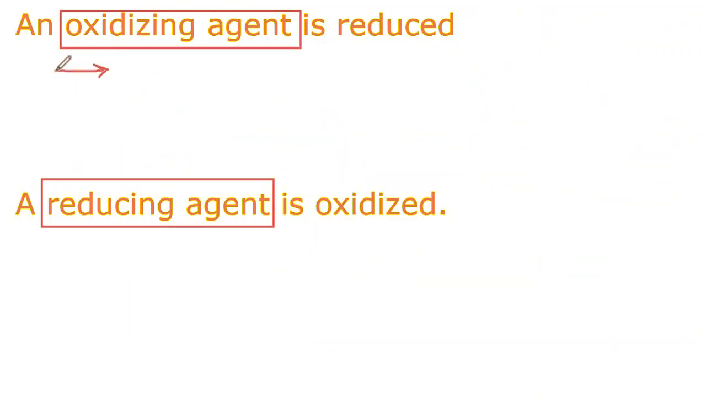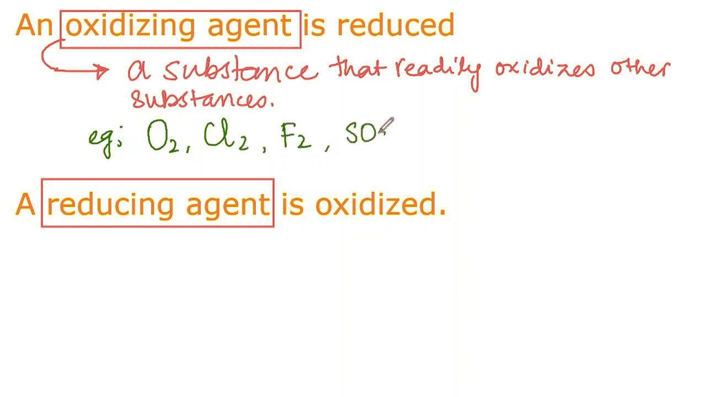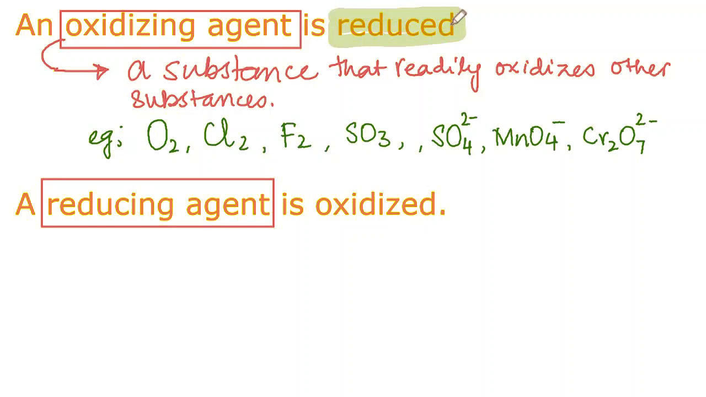Here, another important point to notice: a substance that readily oxidizes other substances is called an oxidizing agent. Common examples of oxidizing agents are oxygen, chlorine, fluorine, sulfur trioxide, sulfate ion, manganate ion, and dichromate ion. The point to remember is that oxidizing agents themselves get reduced. It means they have an ability to gain electrons and pull electrons from other atoms, and then they oxidize the other atoms.